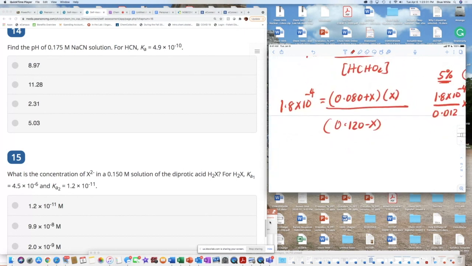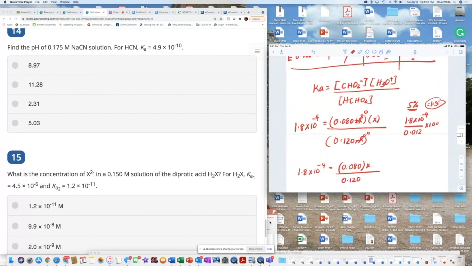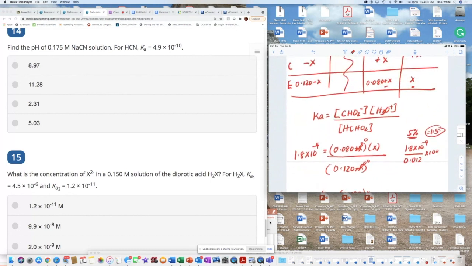Once again, the variable added to the number, another one multiplies. So this becomes 0. This becomes 0. And our new math is now 1.8 times 10 power negative 4 equals 0.08 times x divided by 0.120. So let me make sure I did my math correctly. Is this 0.120? Oh, so this one here should have been 0.12.